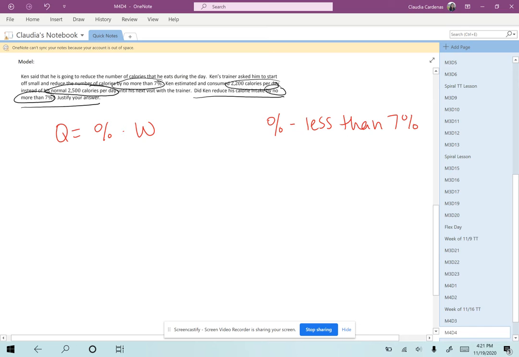So would this be a percent increase or decrease? Well, when they say reduce, let me just highlight that. It means to decrease the amount, right? To make it less. So this would be a percent decrease.